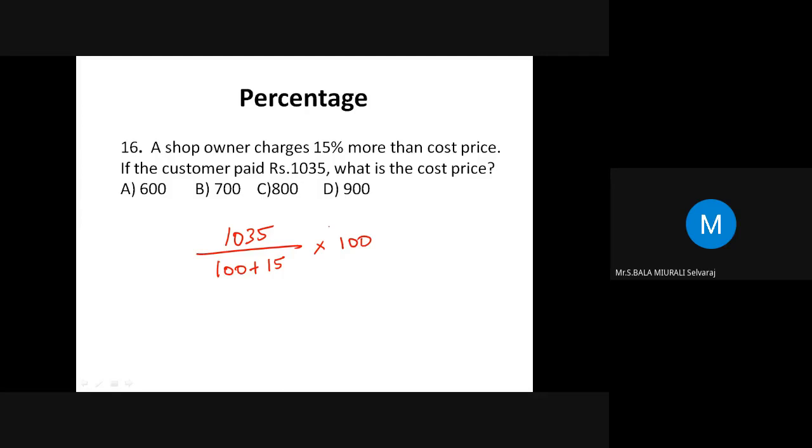What's the answer? Sir, can you simplify this? 900, sir. Sir, the answer is 900. The answer is right. Okay.